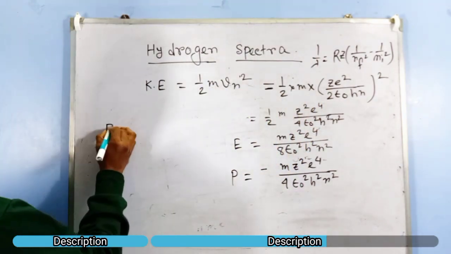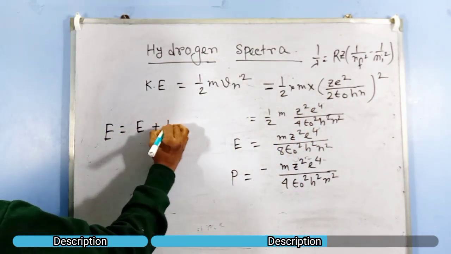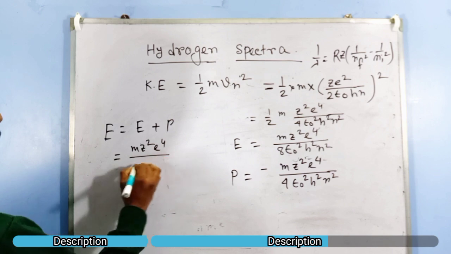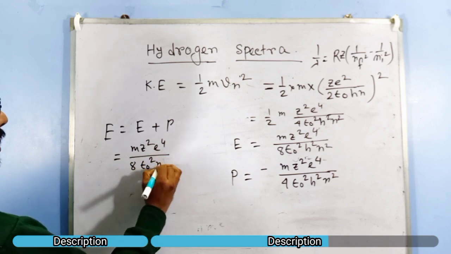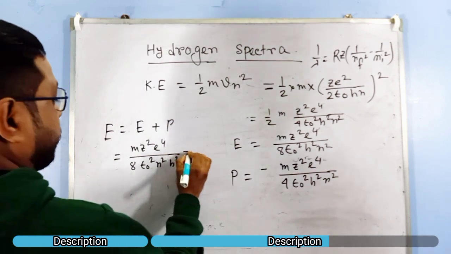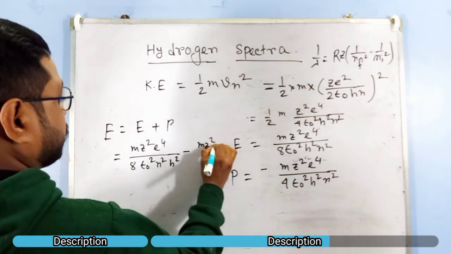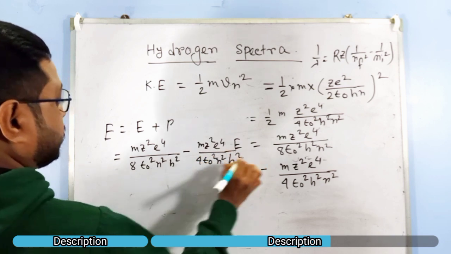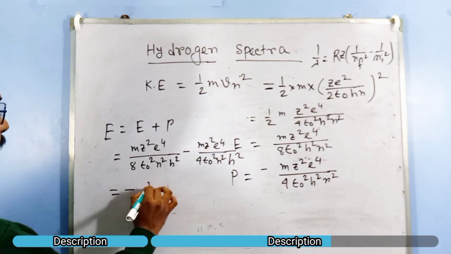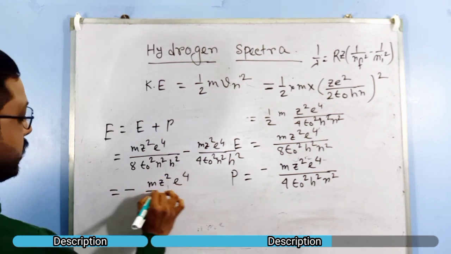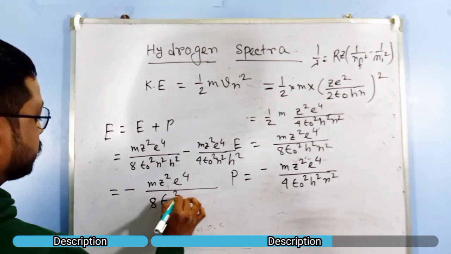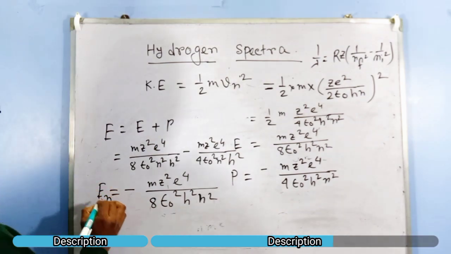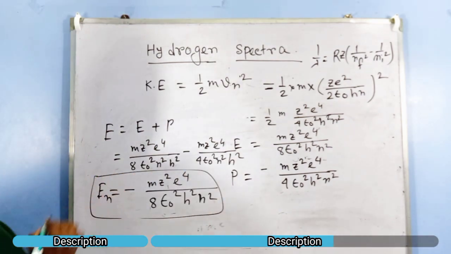Therefore total energy E equal to kinetic energy plus potential energy, that is m Z square e to the power 4 upon 8 epsilon naught square n square h square minus m Z square e to the power 4 divided by 4 epsilon square n square h square. So finally we get minus m Z square e to the power 4 divided by 8 epsilon naught square h square n square. This is the value of total energy of hydrogen atom.